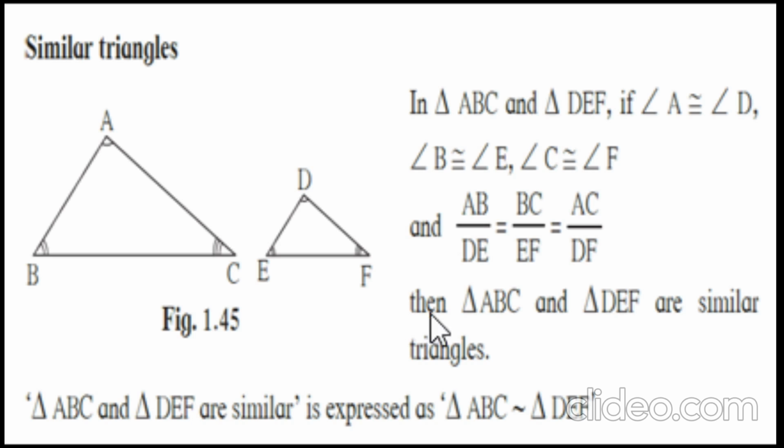Then what can we say? Triangle ABC and triangle DEF are similar triangles. They are similar, not congruent. In similar triangles, the measures of the angles are equal. Then triangle ABC and triangle DEF being similar is expressed as triangle ABC similar to triangle DEF. This is the sign of similarity and this is the sign of congruence.